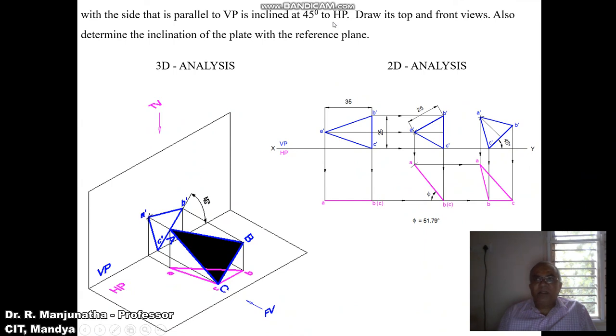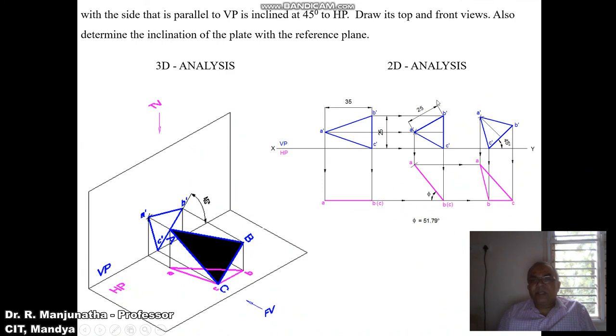So now he has given the true inclination. Since it is parallel to VP, you are going to get the true length in the vertical plane, that is, B dash C dash will be in true length. Because it is parallel to VP, you are getting the true length. The true length of that line will be equal to 25 mm. So when it is projected, you will get 25 mm here also. That is the reason why we can say that it is in true length, and the true inclination is also given.